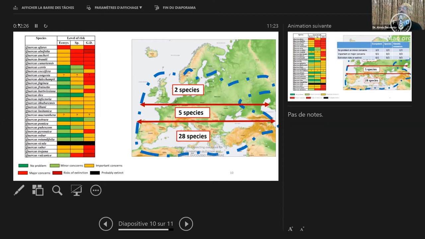And Quercus sicula, this species has probably disappeared. It was a species endemic to Sicily.